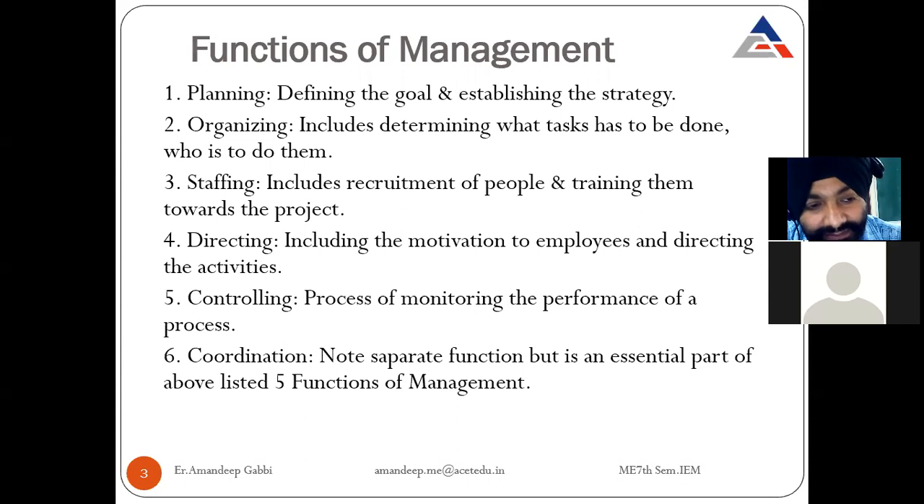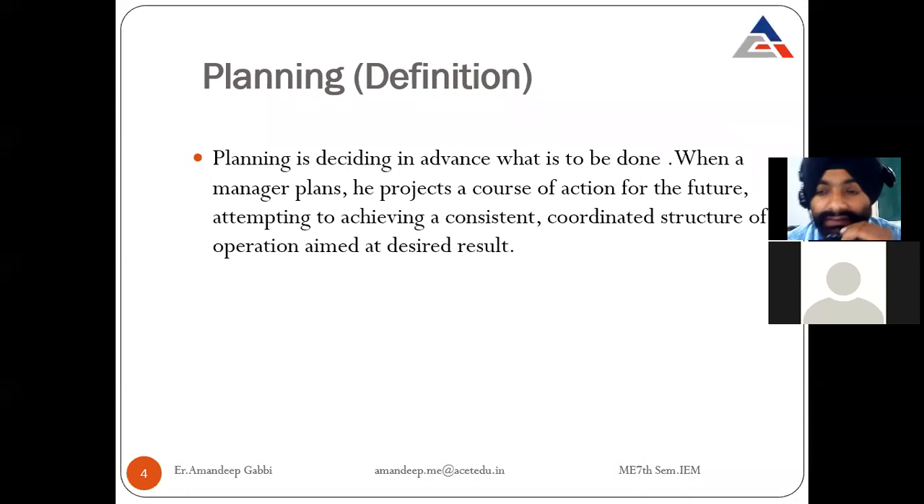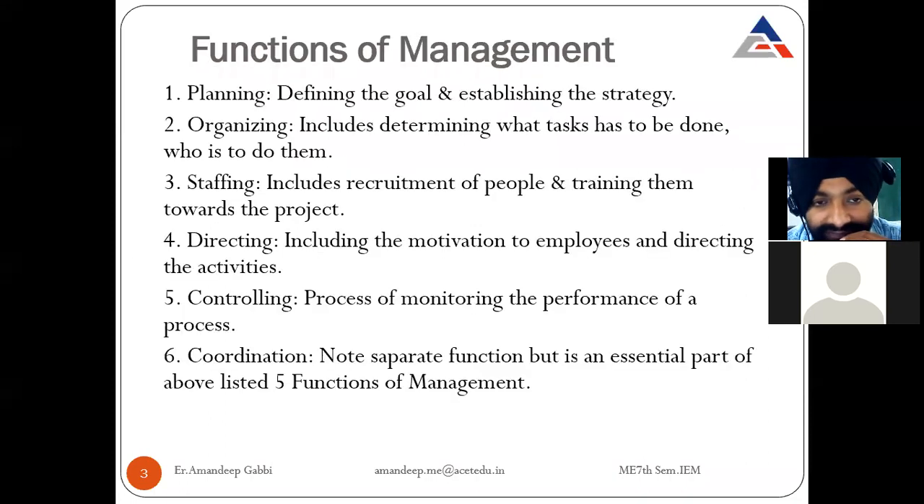Then basically controlling all the above functions is the coordination. Coordination is more than one or two departments working together. The coordination between these five should be there. This is all about the functions of a management.